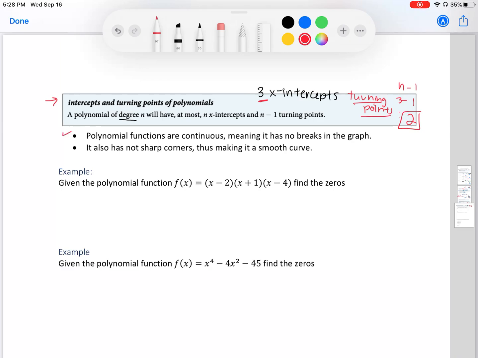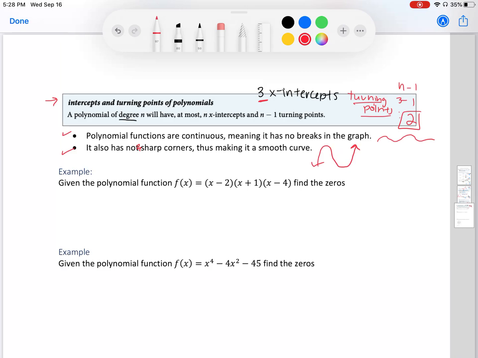Our bullet points tell us that polynomial functions are continuous, meaning there's no break on the graph. So they're just curves like that, or a lot more steeper. It also has no sharp corners, thus making a smooth curve. So this would be something like you can see for a polynomial function.